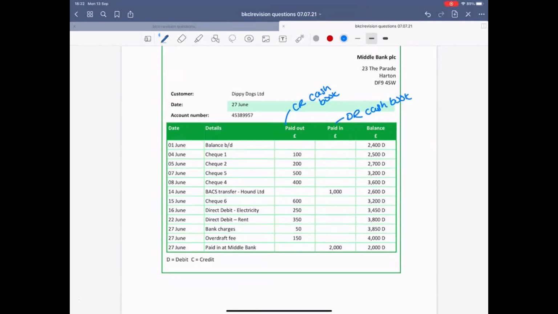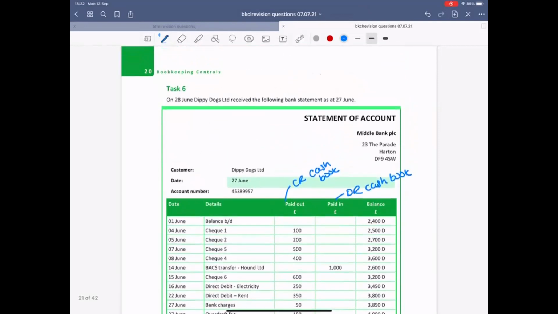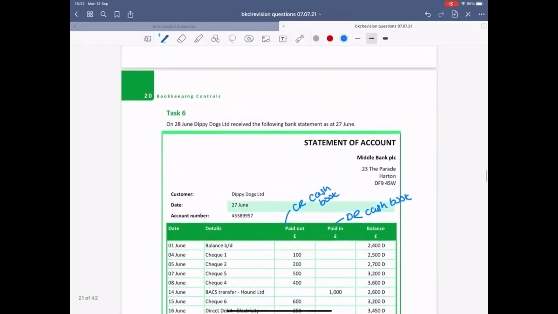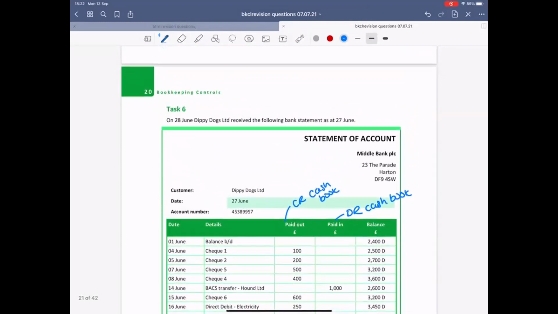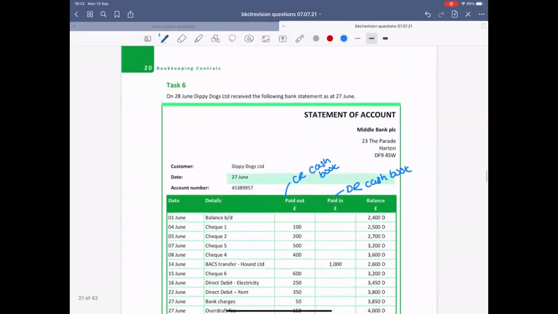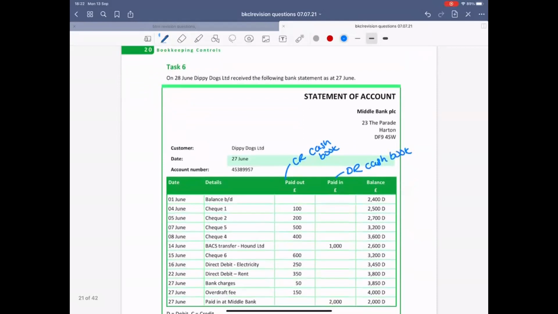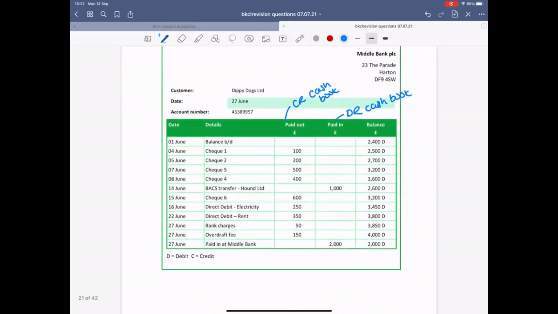Hi, you've just joined us, but we've been going since 6 o'clock, so you're coming to the end of our session. We're just going over task 6 in the bookkeeping controls revision pack and looking at doing a bank reconciliation. So we're going to compare the paid in column to the debit side of our cash book and the paid out column to the credit side of our cash book. So you can see all these different transactions going through this list.